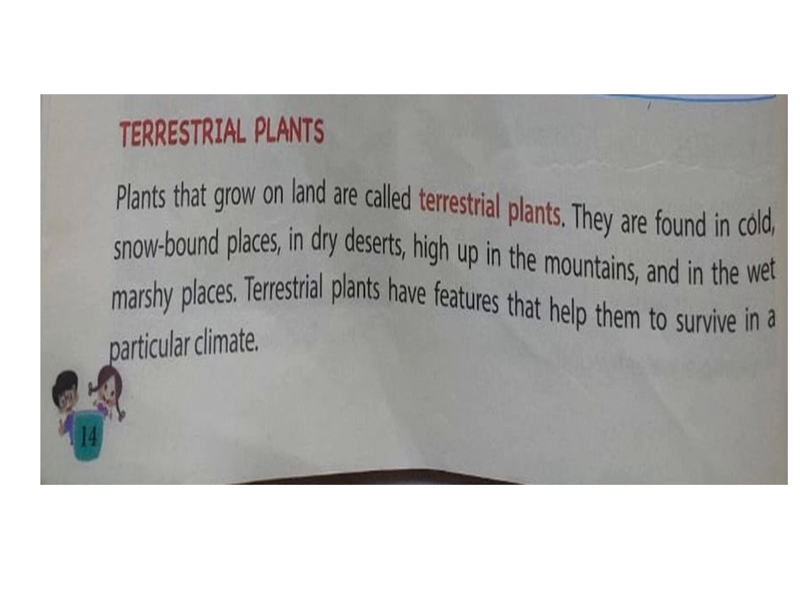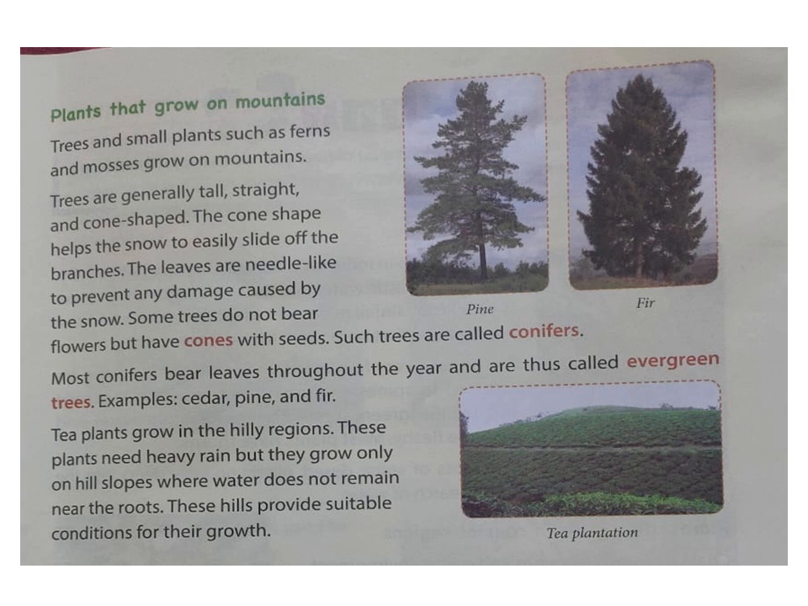Those features are called adaptive features, or the process is called adaptation, as we learned in the previous class. First we will learn the plants that grow on mountains. The plants which grow on the mountain area are called terrestrial plants. We will see the special features of these plants. Trees and small plants such as ferns and mosses grow on mountains. Means there are two names, ferns and mosses. You have to write in your copy which grow on the mountain.